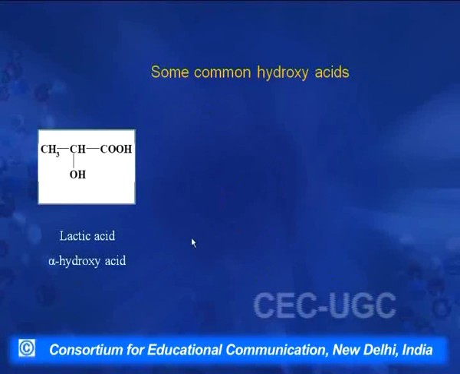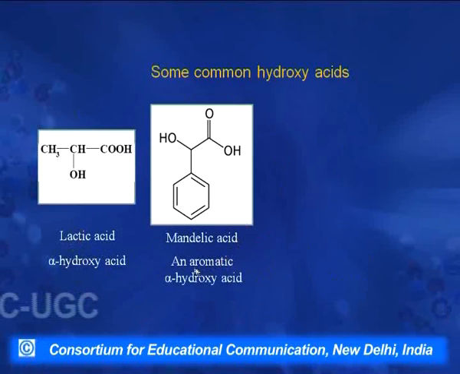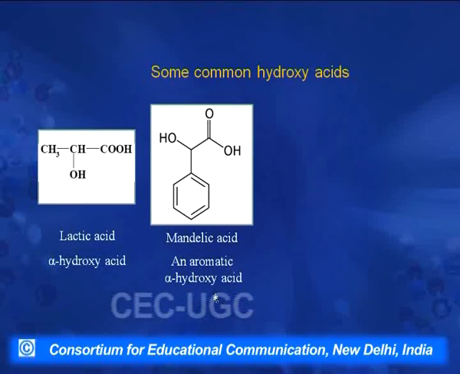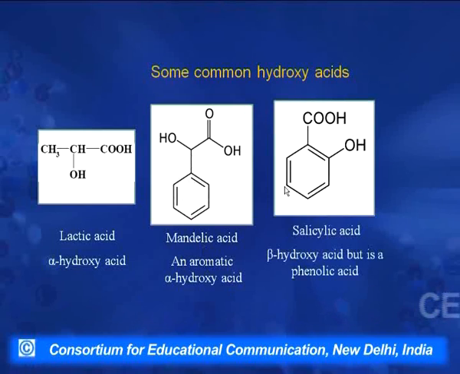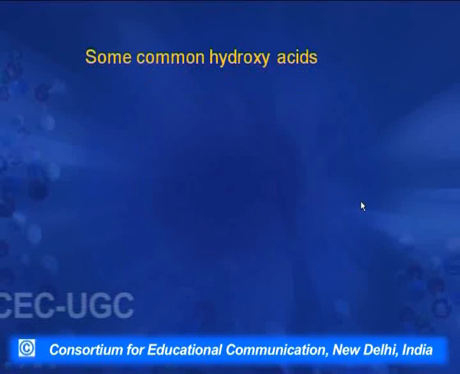Some common hydroxy acids are lactic acid, this is an alpha hydroxy acid; mandelic acid, this is an alpha hydroxy aromatic acid, it has an aromatic substituent also; and this is salicylic acid. With respect to this carboxyl it is a beta hydroxy acid, but it is generally studied with the phenolic acids, and there are different derivatives of salicylic acid like aspirin or methyl salicylate, or even simple salicylic acid itself, they find use in medicines.